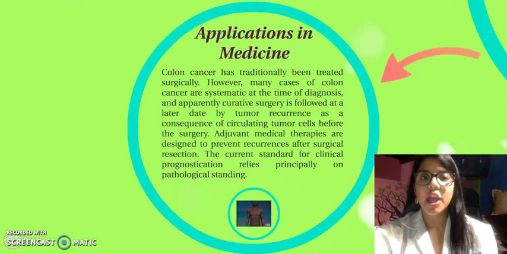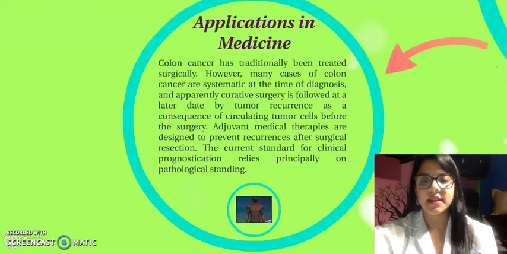Applications in medicine. Colon cancer has traditionally been treated surgically. However, many cases of colon cancer are systemic at the time of diagnosis. An apparently curative surgery is followed at a later date by tumor recurrence as a consequence of circulating tumor cells. Adjuvant medical therapies are designed to prevent recurrence after surgical resection. The current standard for clinical prognostication relies principally on pathology staining.